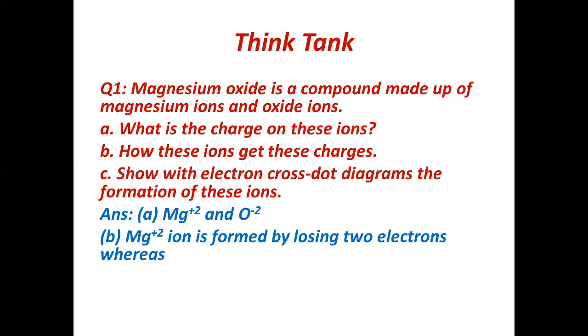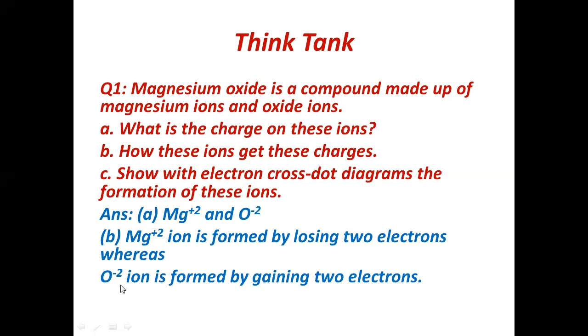The first question is, what is the charge on these ions? So magnesium has a positive 2 charge and oxygen has a minus 2 charge. How do these ions get these charges? Magnesium gets the positive 2 charge by losing 2 electrons, and oxygen gets the minus 2 charge by gaining 2 electrons.